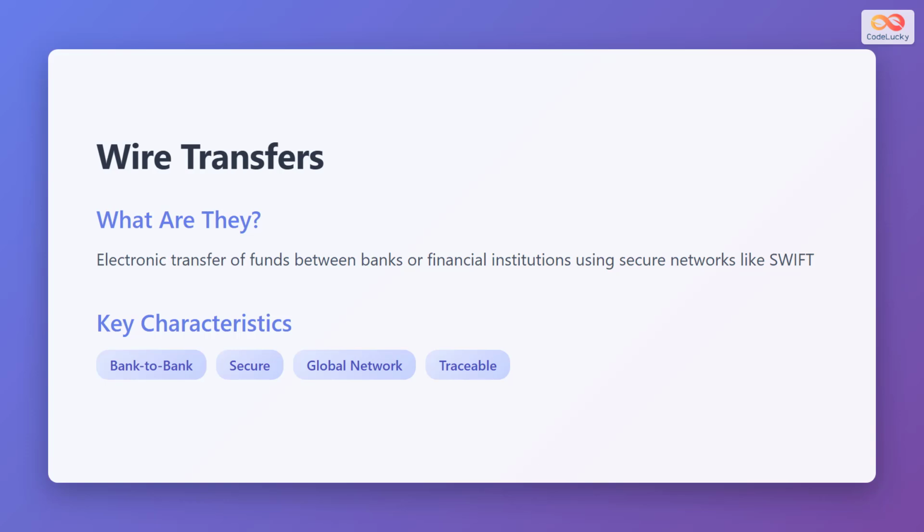Wire transfers are characterized by their bank-to-bank nature, meaning funds move directly from your bank account to the recipient's bank account. They're considered highly secure because they operate through established, regulated banking channels. The transfers are fully traceable, allowing both sender and recipient to track the movement of funds. While wire transfers offer reliability and security, they typically come with higher costs compared to modern alternatives.